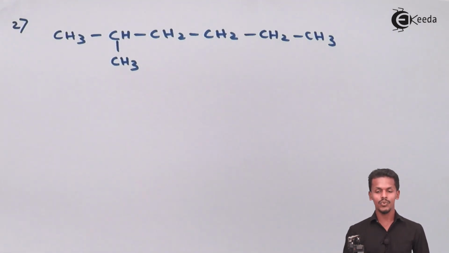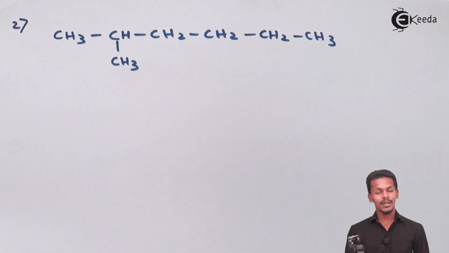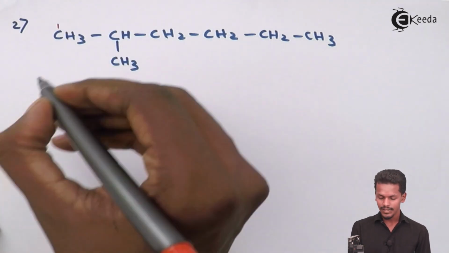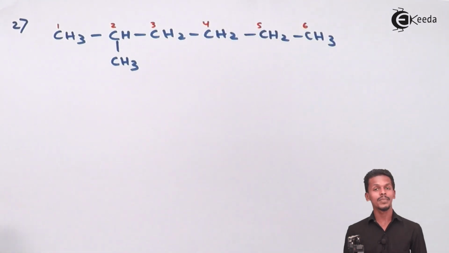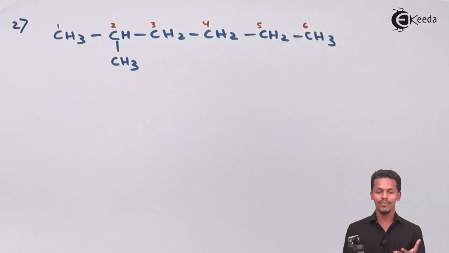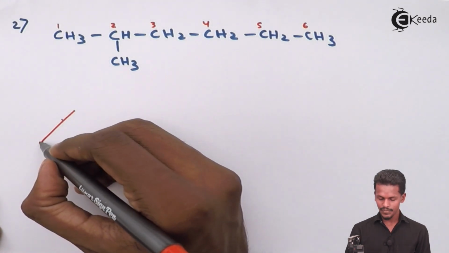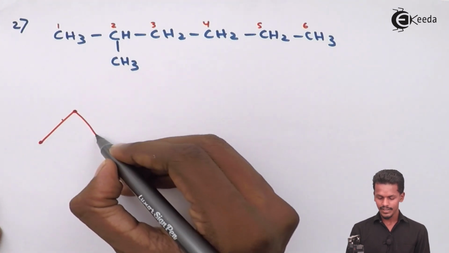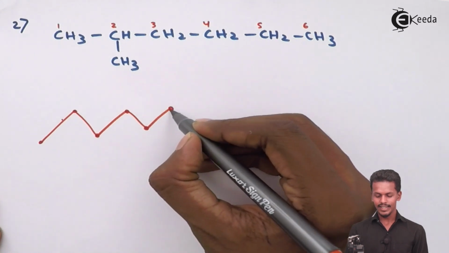The first thing we have to do is draw the zigzag line for the straight chain carbon atoms that we have. In this case, there are 1, 2, 3, 4, 5, 6 carbon atoms present in the straight chain. So we will number them, just for instance, 1, 2, 3, 4, 5, 6. Therefore we can write the bond line formula in this format: first, second, third, fourth, fifth, and sixth.